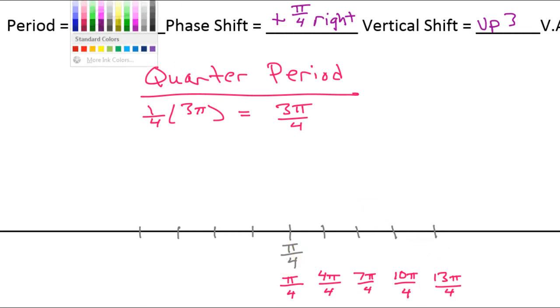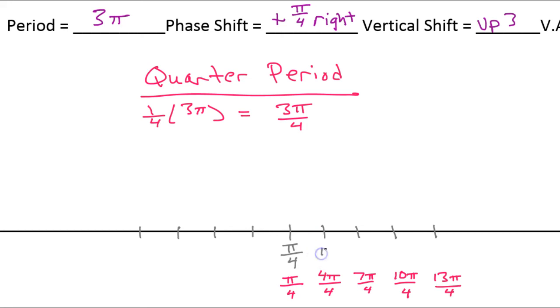Alright, now I'm going to reduce like I was saying. 4 pi over 4 is simply pi. 7 pi over 4 does not reduce. 10 pi over 4 reduces to 5 pi over 2. And 13 pi over 4 does not reduce. Okay, so I'm going to use those 5 x values when I draw my graph later. But like I said, I need 2 periods. That's 1 period so far.